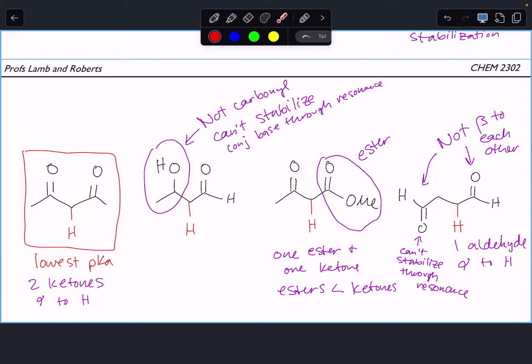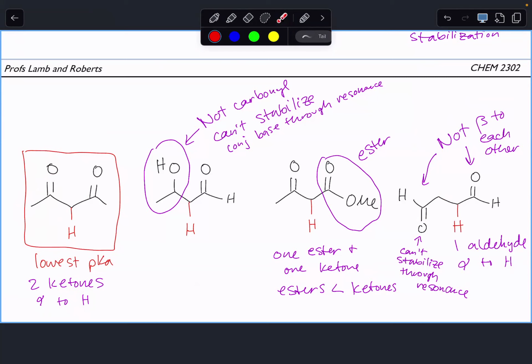Yes? Hypothetically, if the double bonded O on the D moved over this one, so it would be beta, would that? Yes, great question. So if instead of a diketone, we had hydrogen and hydrogen here, yes, that would be the most acidic, because aldehydes are better at stabilizing than ketones. Yeah, great question.